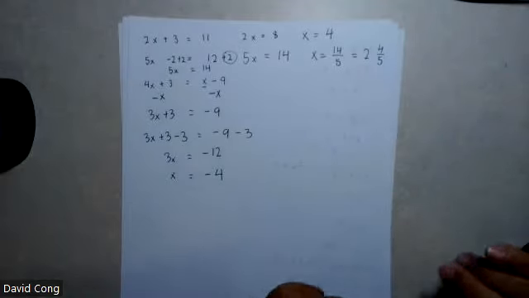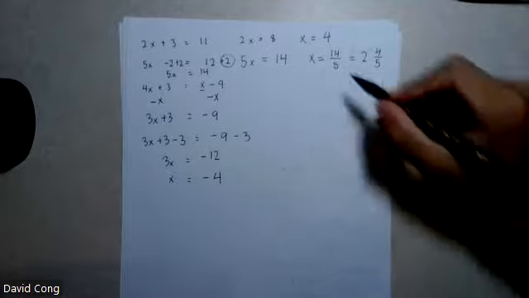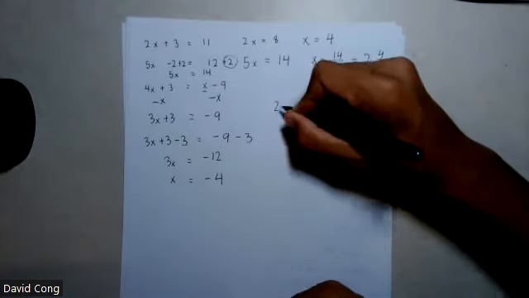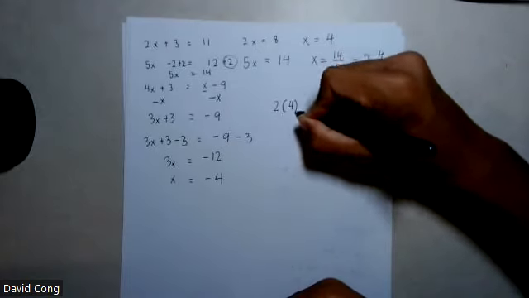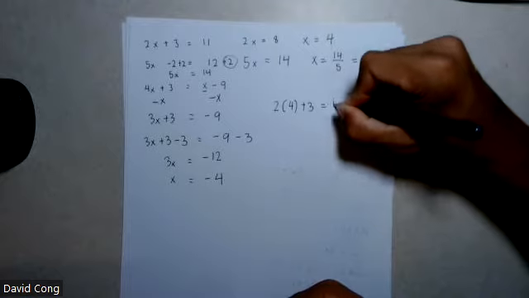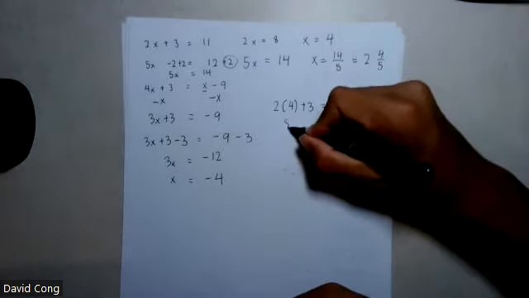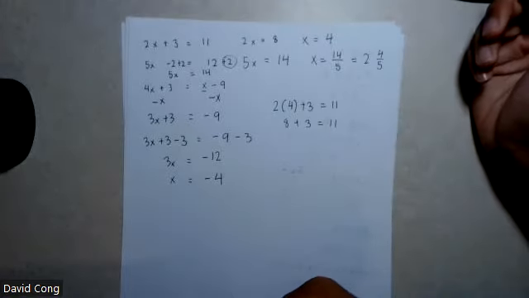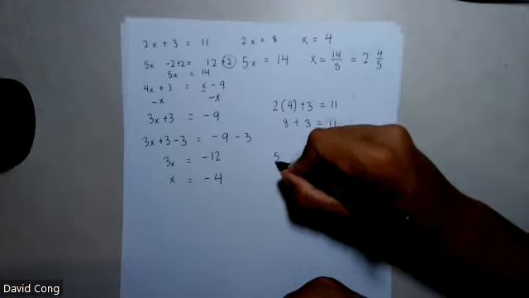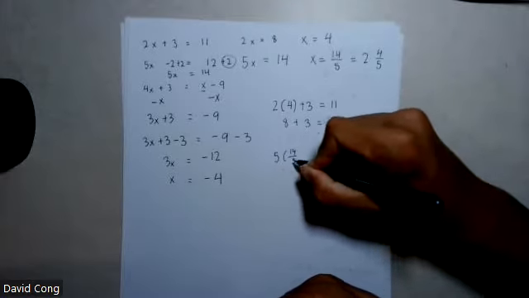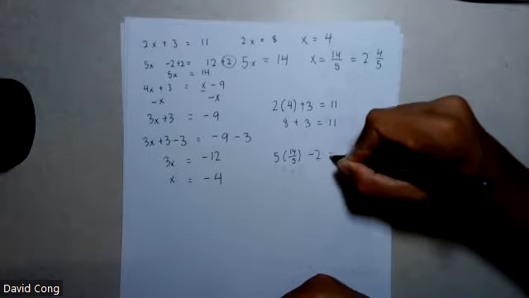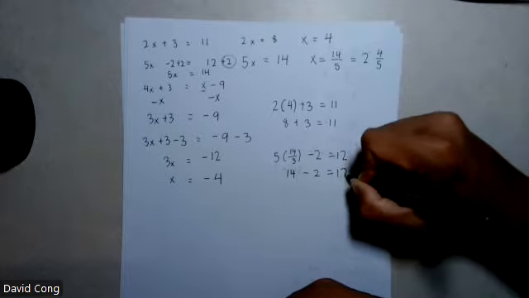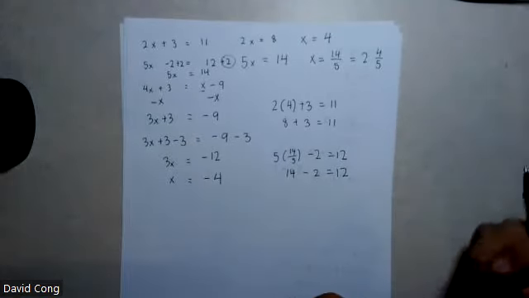And then if you're ever uncertain about your answer, you can always check it. So for this one, we have x equals 4. You can substitute it in. You have 2x, which is 2 times 4 plus 3. And I'll check if this statement is true. You get 8 plus 3 is 11. So the first one's correct. For the second one, we have 5 times 14 over 5 minus 2 equals 12. This equals 14 minus 2, which is equal to 12. So that one's also correct.